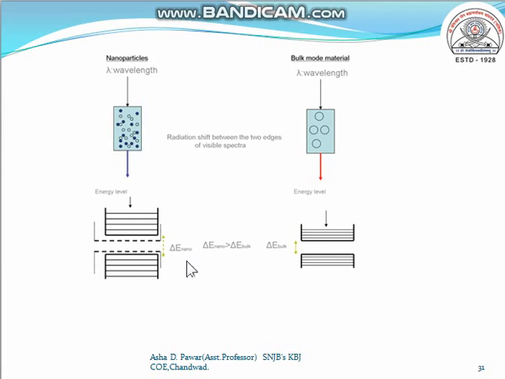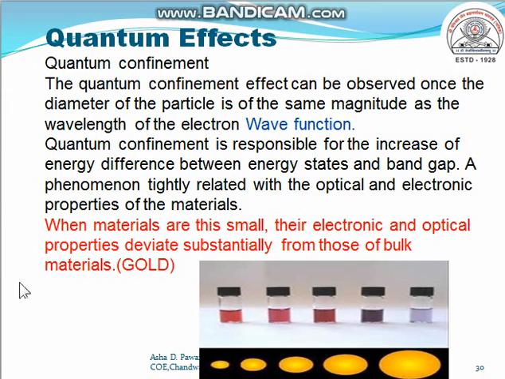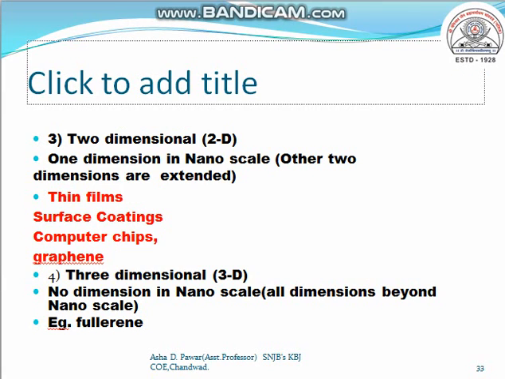In the quantum nanomaterial, the energy between the valence band and conduction band is larger, that's why the wavelength is shorter. That's why here delta E nano is greater than delta E bulk, and in bulk material the energy gap is always smaller. So due to the smaller energy gap and higher wavelength, it shows the quantum effect, that it shows different colored light if we pass light through nanoparticles.